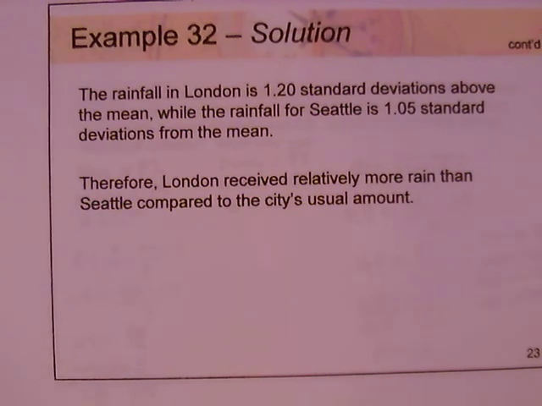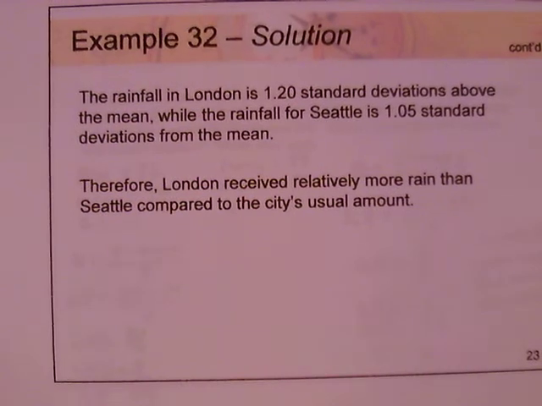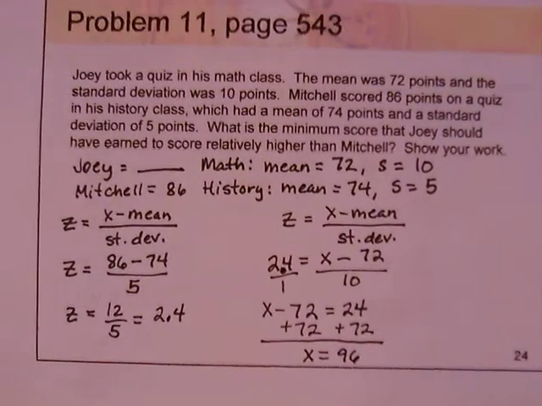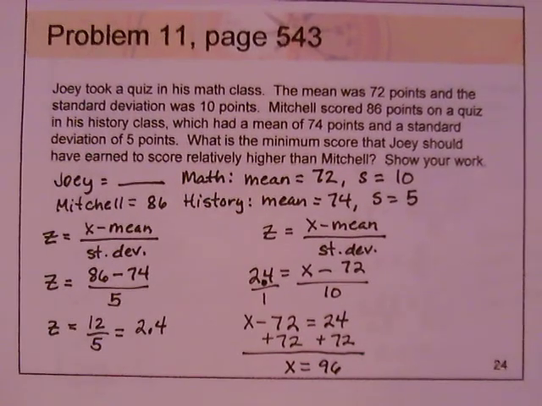All right, take a look at problem number 11 on page 543. Joey took a quiz in his math class. The mean was 72 points and the standard deviation was 10 points. Mitchell scored 86 points on a quiz in his history class, which had a mean of 74 points and a standard deviation of 5 points. What is the minimum score that Joey should have earned to score relatively higher than Mitchell?